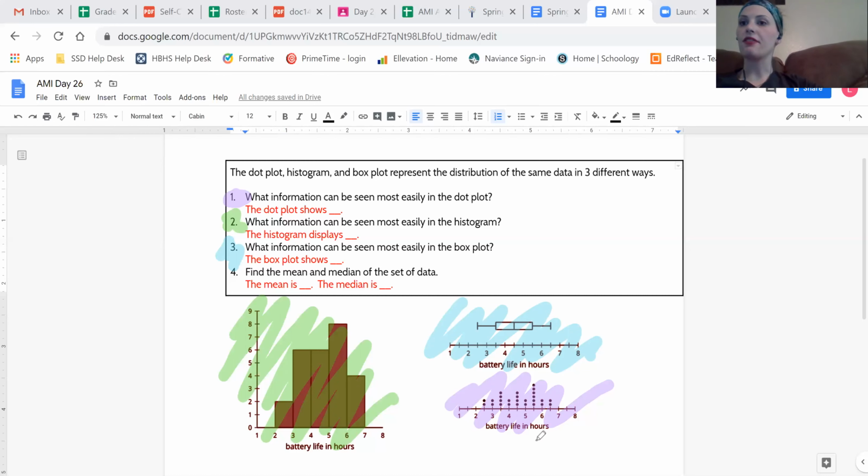So in each of these, we're talking about the battery life and how many devices last that long. I'm just going to start by looking at the dot plot down here. Essentially what this means is there are no devices that last only 1 hour or 1.5 or 2. But there are 2 devices that last 2.5 hours. There are 2 devices, 1, 2, that last 3 hours. There are 1, 2, 3, 4 devices that last 3.5 hours, and so on. And this is called the dot plot, and that's how you read that, okay?